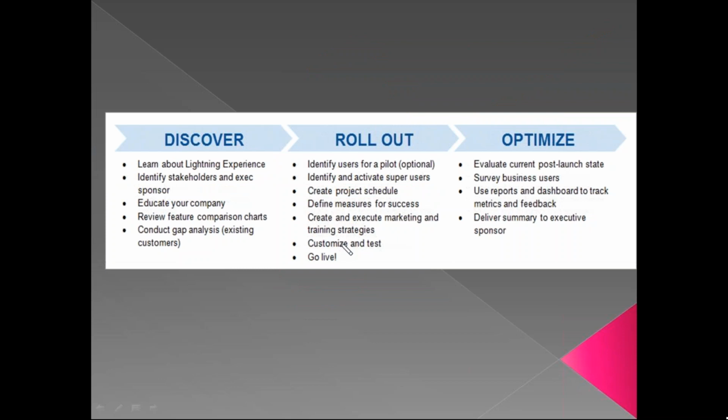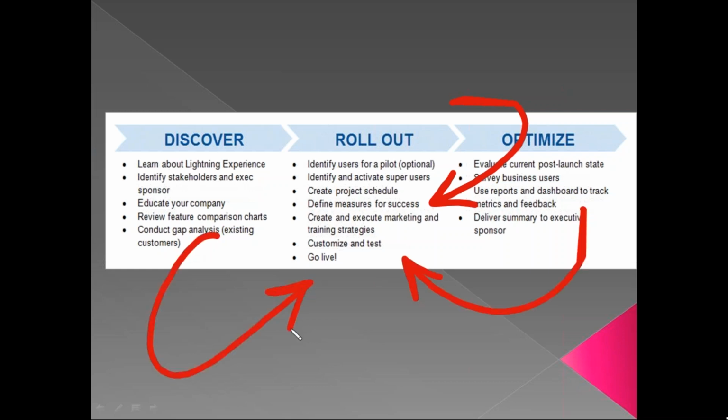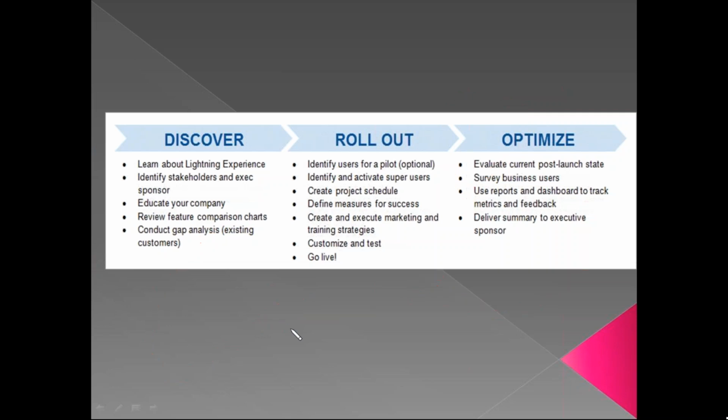Next, define measures of success, and this way keep on updating your management on how things are going in a better manner, how efficiently their team members and company people are getting the benefit. Create and execute marketing and training strategies: how we are going to train you, how we are going to help you with this whole process. Customize and test it, and finally go live. And with this go-live, you can take a relief now, because this is a confirmed deal when you go into live mode.